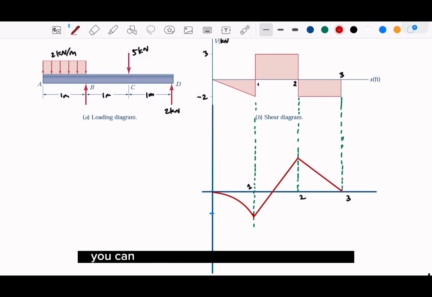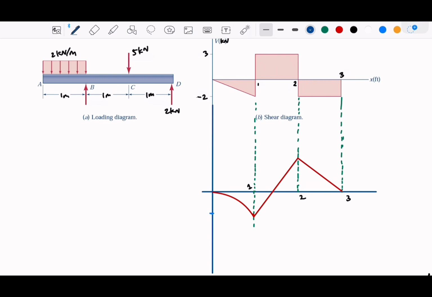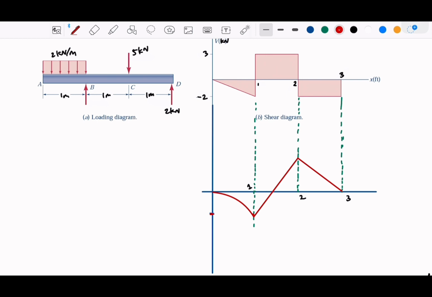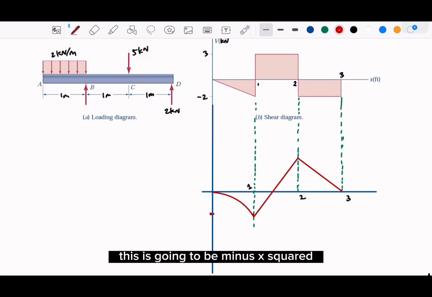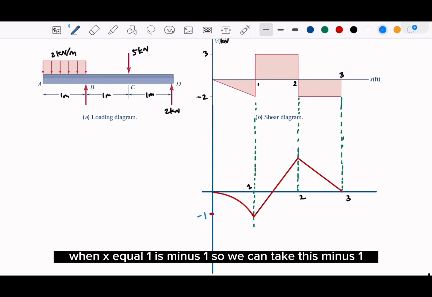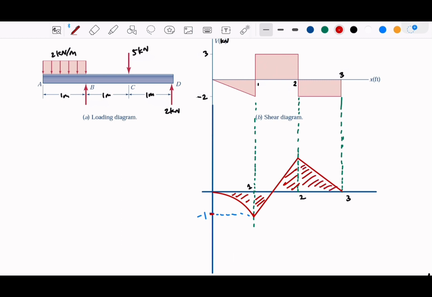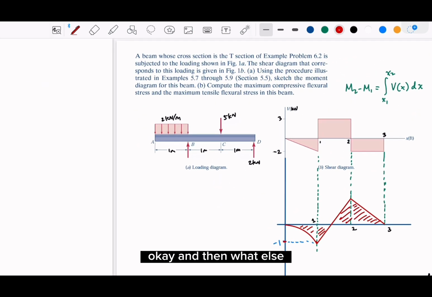Okay. And then the rest, you can find the distance here from the equation. You slice this, and then you take the 0 to 1 and take this as x. So you will get a 2x, and you will get an x squared, right? You will get an x squared for that point. But I think you can just draw like this, and simply find the maximum value when x equals 1. This is going to be a minus x squared. When x equals 1 it is minus 1, right? So we can take this minus 1. And I think no need to calculate others, right? So you just need to write the moment diagram. Okay. And then what else?